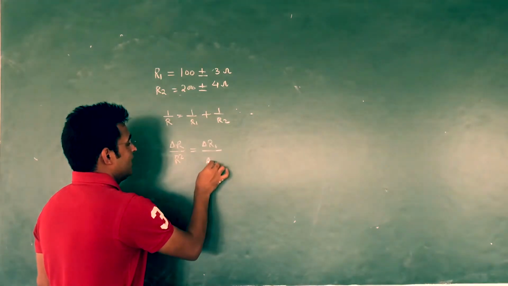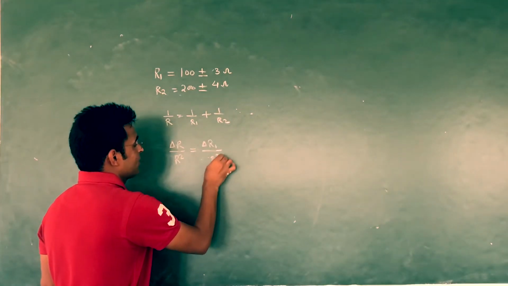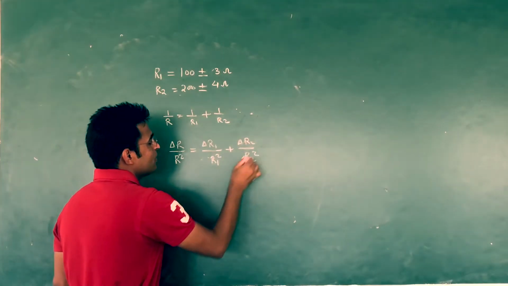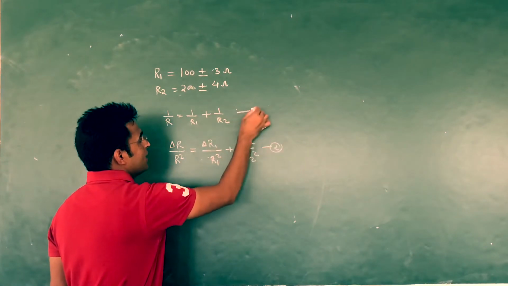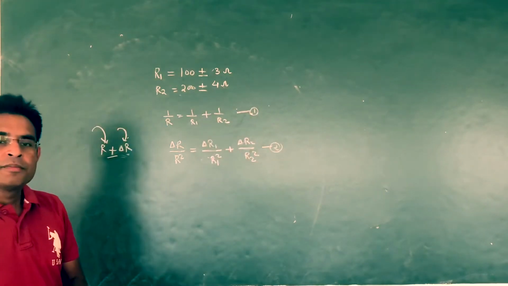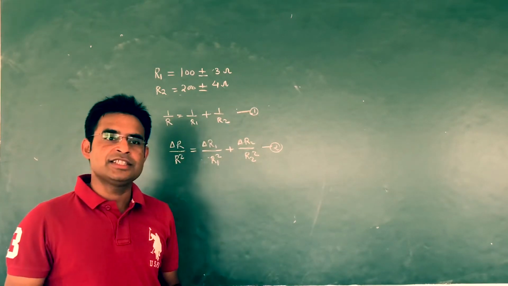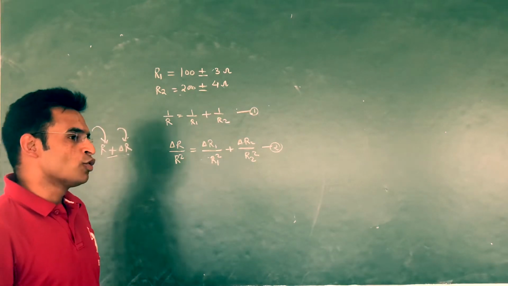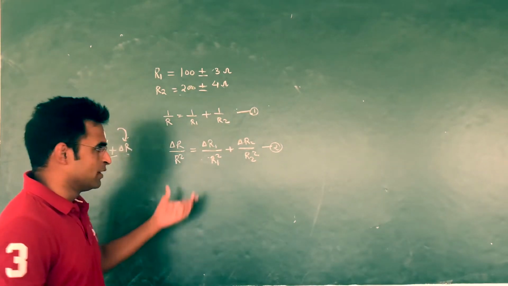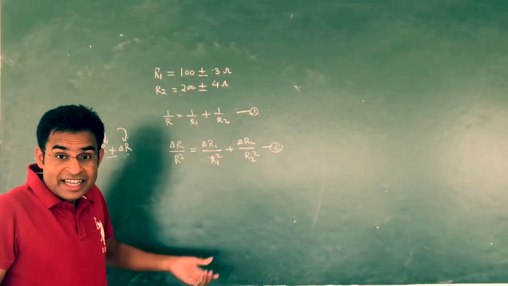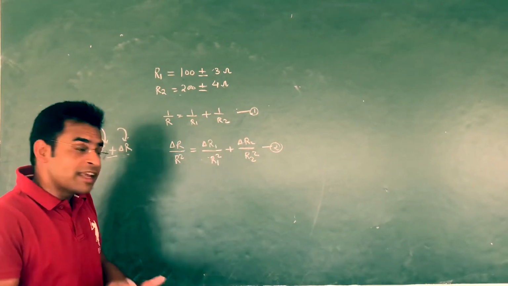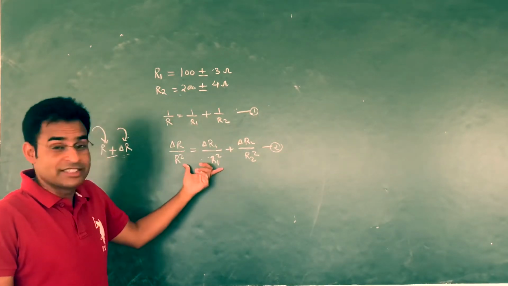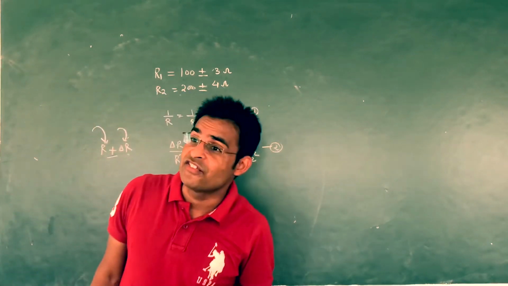Delta R by R squared is equal to delta R1 by R1 squared plus delta R2 divided by R2 squared. See this formula, equation 2, I can derive using differentiation, but right now if you don't know differentiation, it's given in the question. It's a solved example in NCERT, that will be 2.10, page number 25, and these two formulas are given in the question itself, so no need to worry about how I got the second formula from the first one.